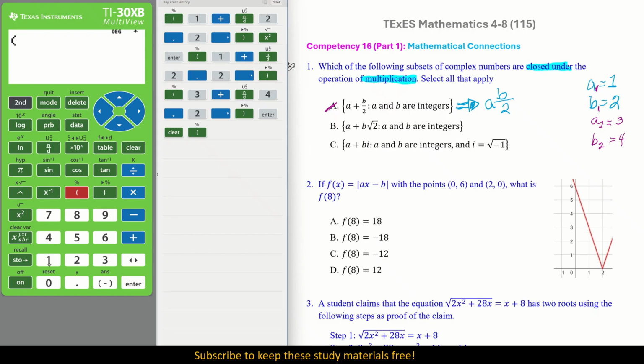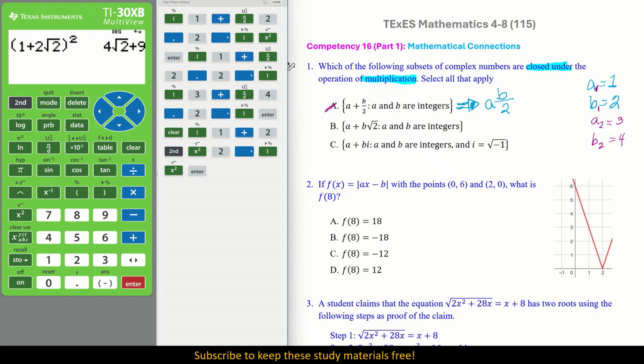So we have 1 plus 2 times the square root, and it has to be 2 under the square root every time. Arrow over, square that, because we're using multiplication. Press enter, we get the form back. No matter what you do, you will get that form back. Now, you can try it with 3 and 4 as A2 and B2, but you're still going to get the same thing. So, yes, B is an option.